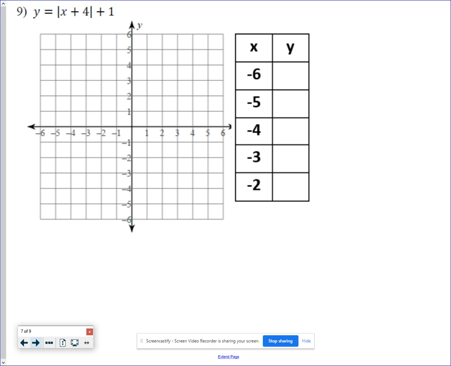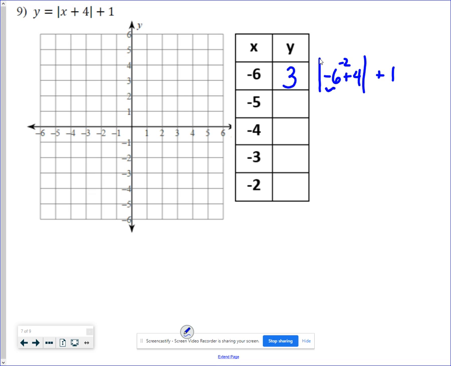adding 4 inside the absolute value, and I've got an adding 1 on the outside of the absolute value. You can't just make the absolute value signs go away and just add a 5. That it's going to change things significantly if you do that. So when I put in a -6, -6 plus 4, that would be -2 inside there. And the absolute value is 2. 2 plus 1 would be 3.